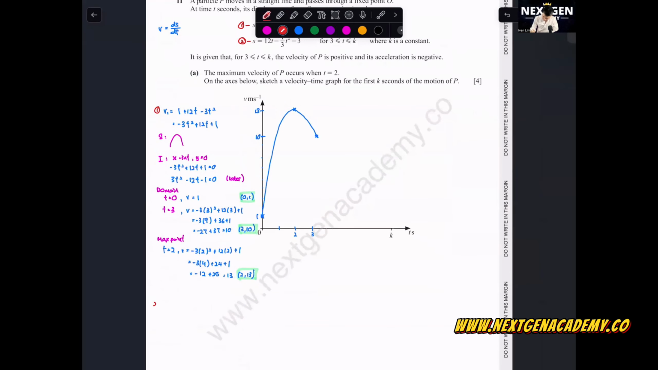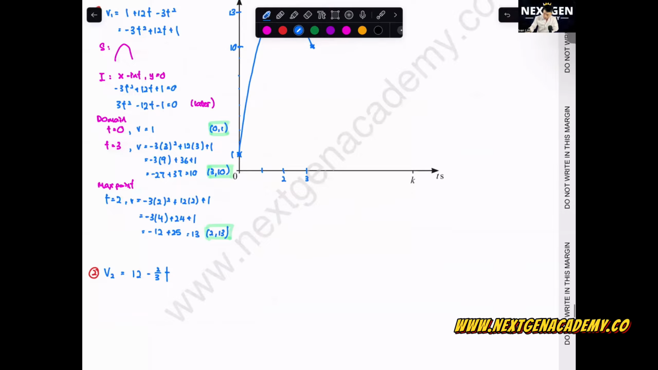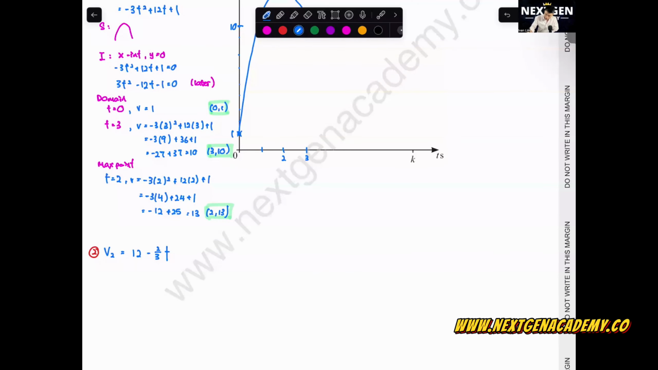Now, the second part of the graph, s equals 12t minus 1 over 3 t squared minus 3. We are going to differentiate that part, so it becomes 12 minus 2 over 3 t. This is a straight line graph because it's y equals mx plus c. What kind of straight line? The gradient is negative, so it is going down. We know it will start from here.